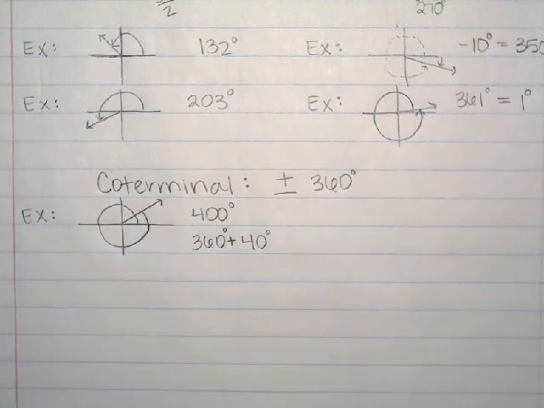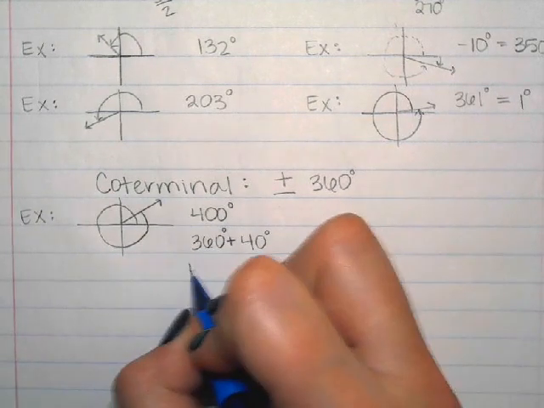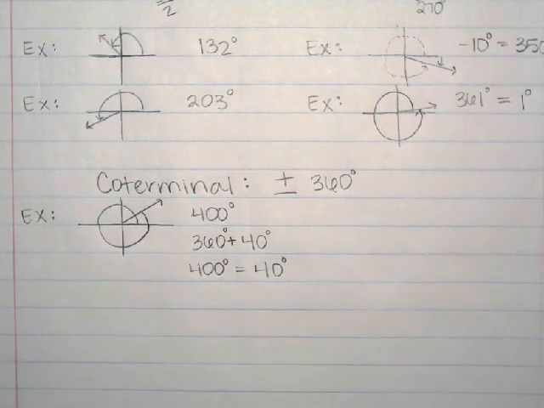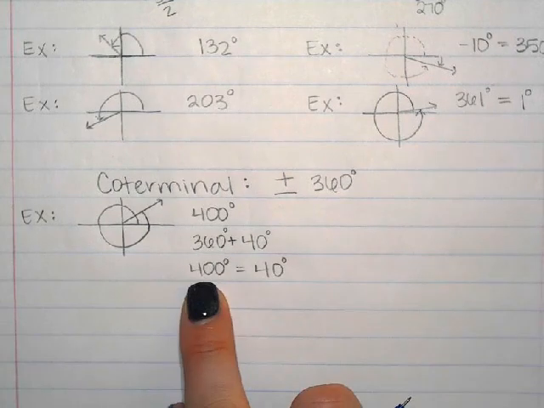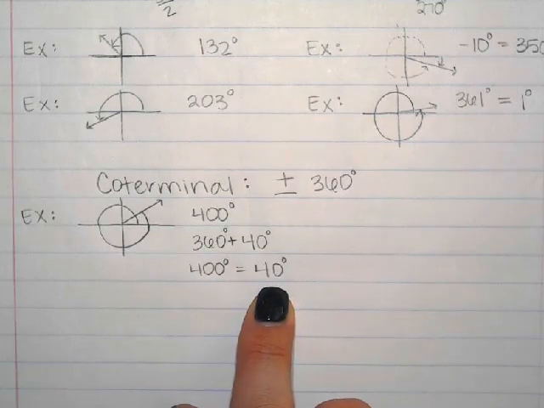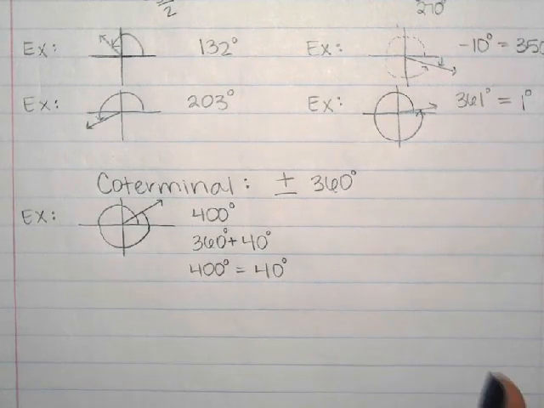So I drew the 360 first, then I drew the 40. Does that make sense? Now if I look at it, 400 degrees and 40 degrees are actually coterminal angles because 400 minus 360 gets you to 40. They have the same terminal side. Same ending spot. So while the angle itself is technically not the same, the terminal side is. So for us, it appears to be the same.